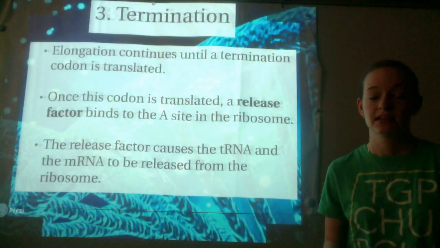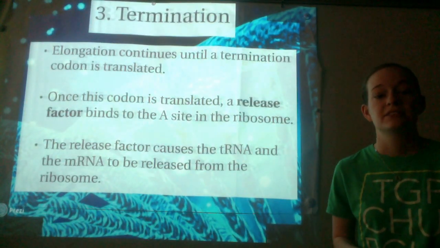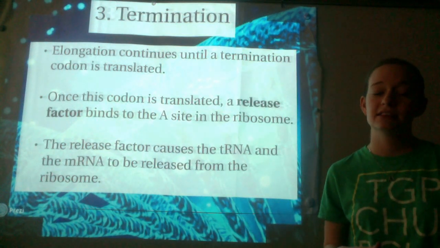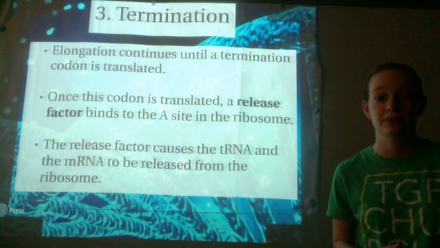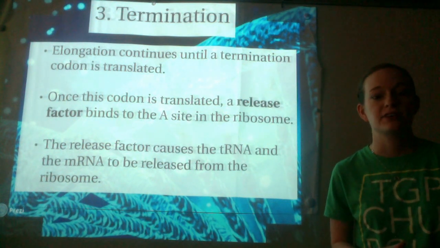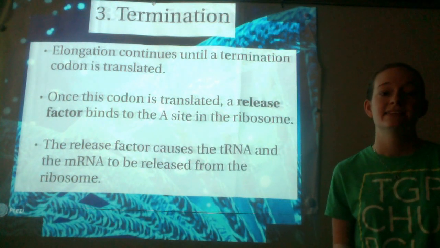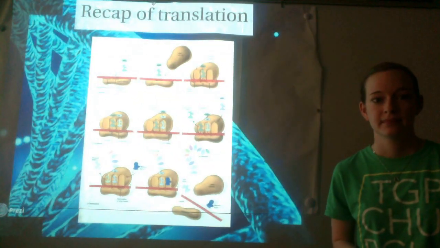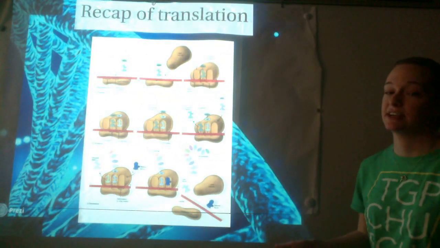Lastly is termination. Elongation continues until a termination codon is translated. Once this codon is translated, a release factor binds to the A site in the ribosome. The release factor causes the tRNA and the mRNA to be released from the ribosome. Here is a recap of translation in general.